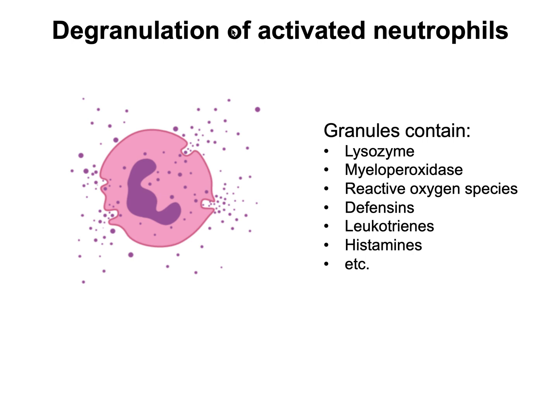A second key function of cells of the innate immune system is degranulation. And so as neutrophils, for example, become activated, and this can happen for mast cells, although the mechanisms of activation are slightly different, they produce and secrete granules. And these granules contain things like lysozyme, myeloperoxidase, these oxygen radicals, reactive oxygen species, and defensins, and then other inflammatory molecules that we'll learn a little bit more about later, called leukotrienes and histamines.